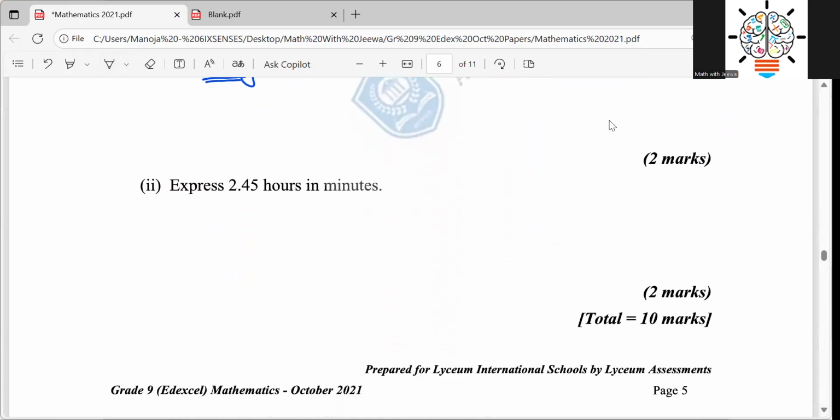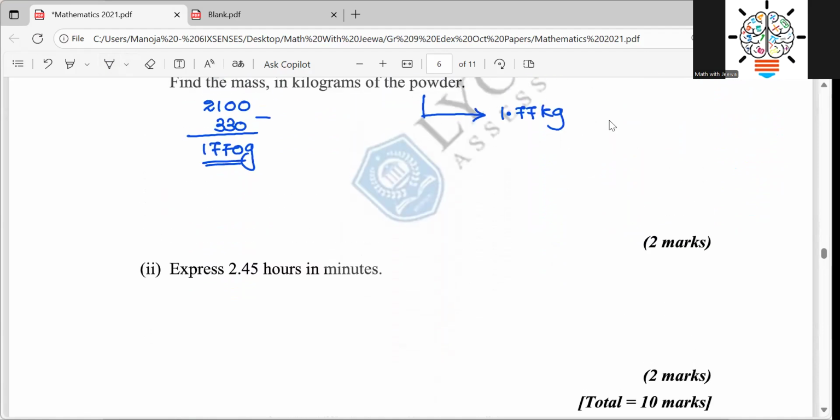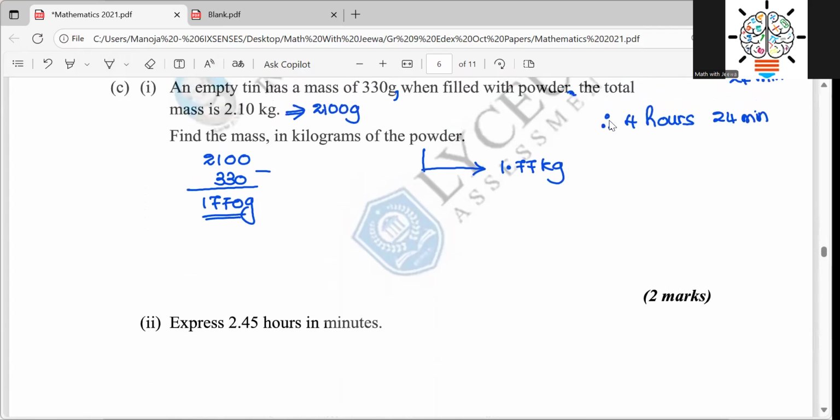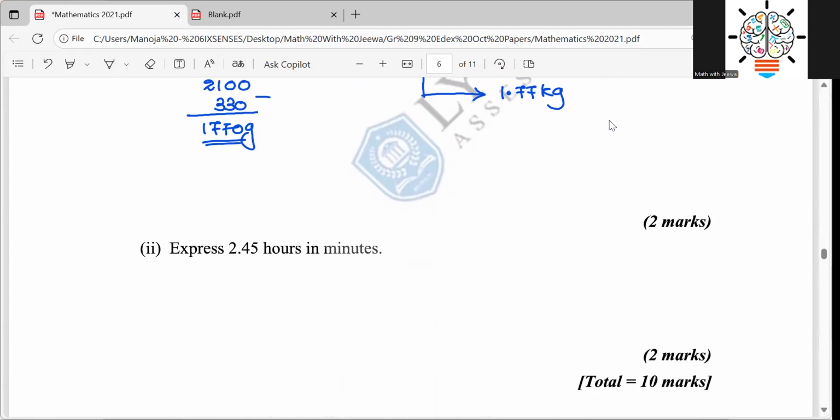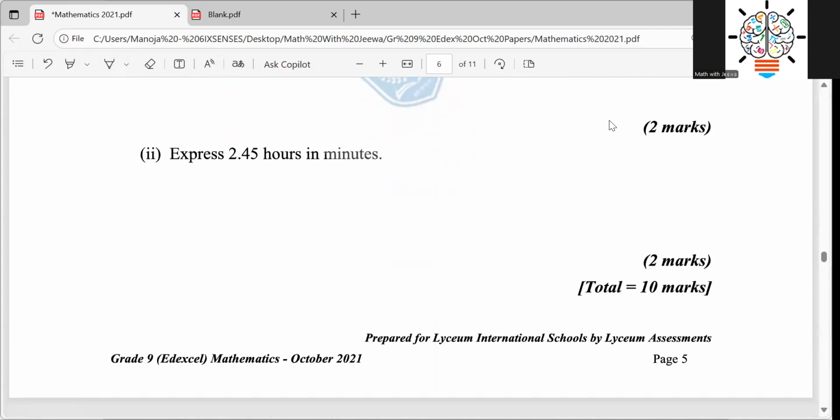express 2.45 hours in minutes, right? Did I calculate this correctly, children? So 7, 10 minus 3, 7. 10 minus 3, 7. Yeah. It should be 1770. I want to double check it. 2100 minus 330. Yeah, correct. And the next one, express 2.45 hours in minutes.